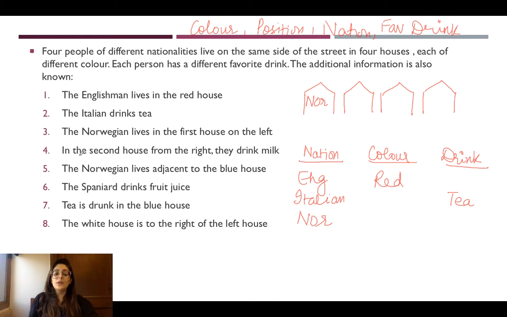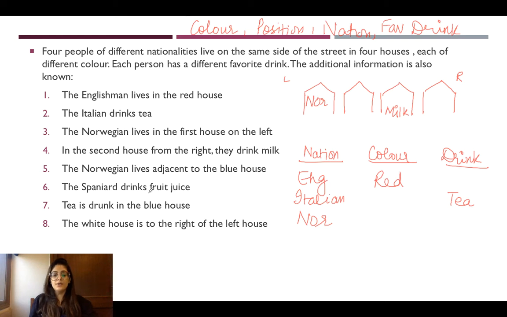Okay, now in the second house from the right they drink milk. So again, this is exact information. So second house from the right. Now this was left, this was right. Now second house from the right, that means first and second, they drink milk. So the information that is exact I am putting here, and what we don't know I put here. So milk is fine, but who drinks the milk? We're not sure. So we'll just let that be there.